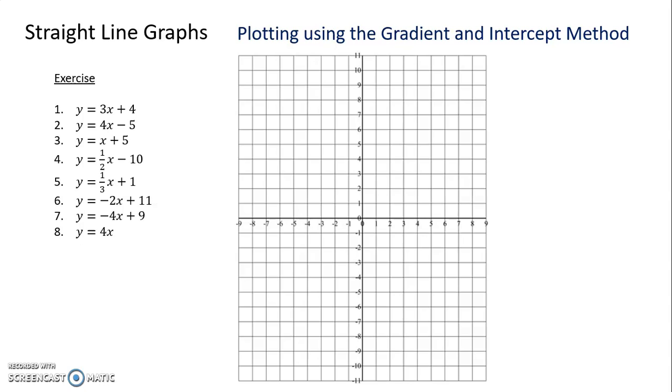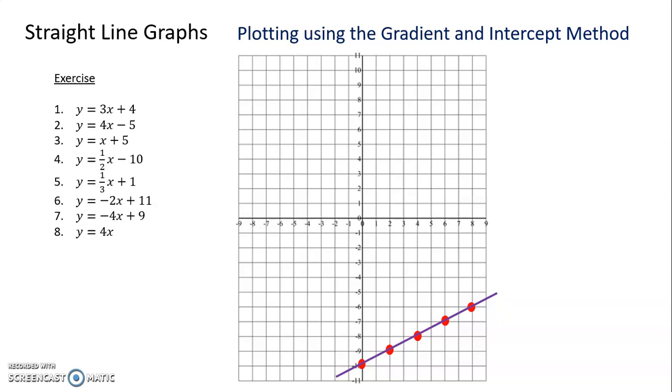Next, the intercept for the next one is negative 10. And the gradient is a half. So along 1, up a half. Or you need to go along 2 to go up 1. So that's how I've done it. And then join them up to make a nice straight line.